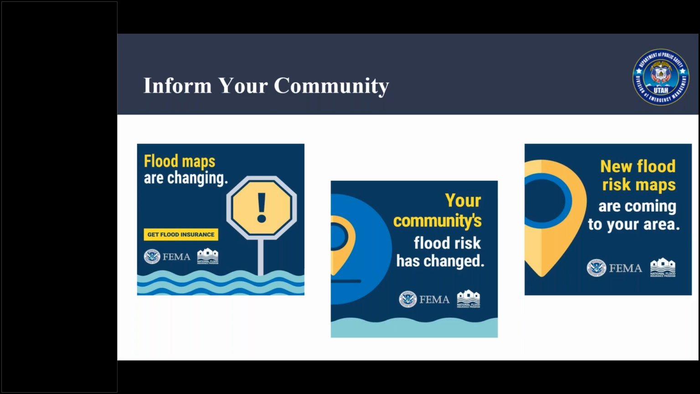So these social media graphics can be found on the floodsmart.gov website. They're under the resource library, and they are available in both English and Spanish, and you can pull them for Facebook or Twitter accounts, just to help you get that information out. If your community has their own Facebook page, or maybe you've got what we call a PIO, a public information officer with your community, they can help you put together maybe a little campaign to get this information out.